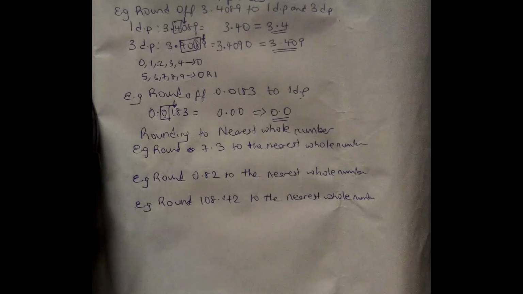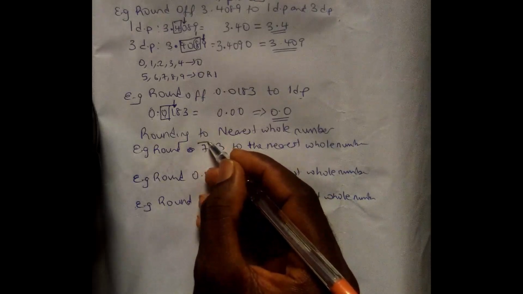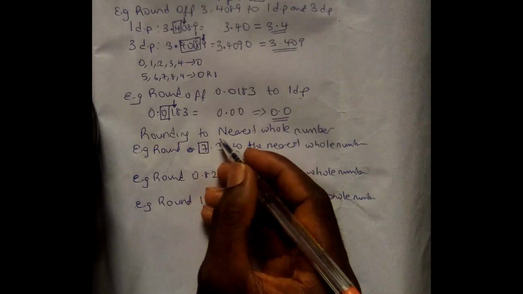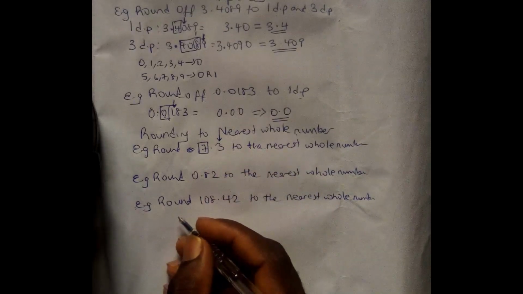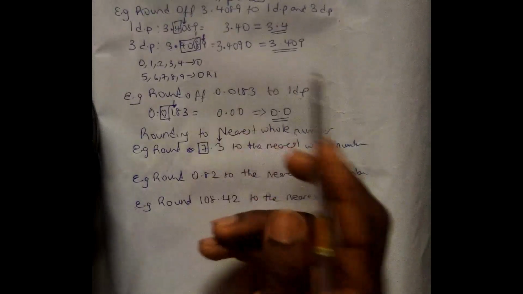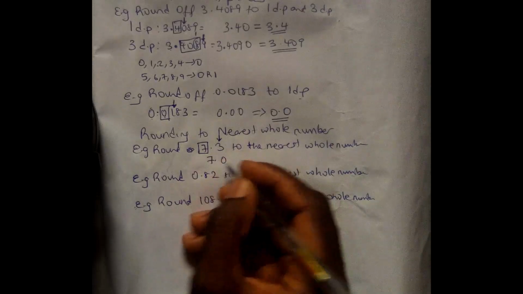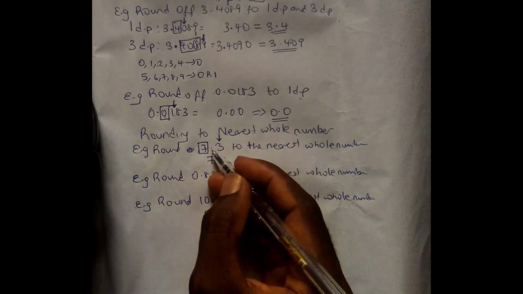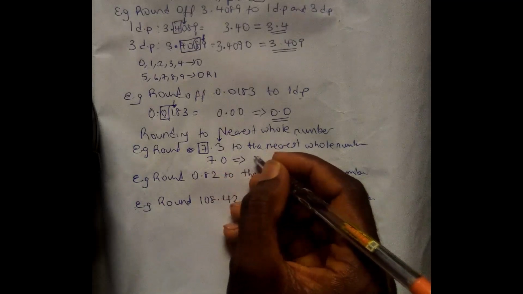Now let's round to the nearest whole number. We are asked to round 7.3 to the nearest whole number. So the nearest whole number here is the number before the decimal point. In this first question it is 7, and what will make 7 change is the number beside it, which is 3. 3 falls in this category, so 3 will be rounded up to 0, and 7 remains the same. Since they said it is the nearest whole number, we don't want anything after the decimal at all. So our nearest whole number answer is just 7.